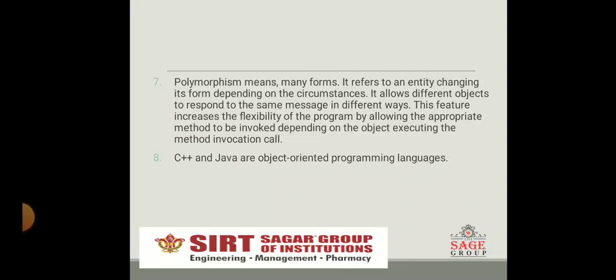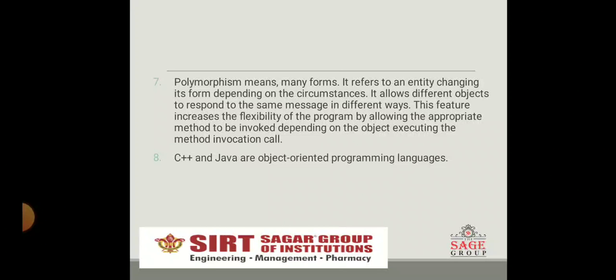So now the next one is polymorphism. Polymorphism means many forms. It refers to an entity changing its form depending on the circumstances. For example, if I want to add two numbers, that is 4 and 5, then it will give a result of integer. It means whenever we add two integers, we get an integer, and whenever we add two strings, we get a string. So the same operator is used in a different way. So this is what polymorphism is.